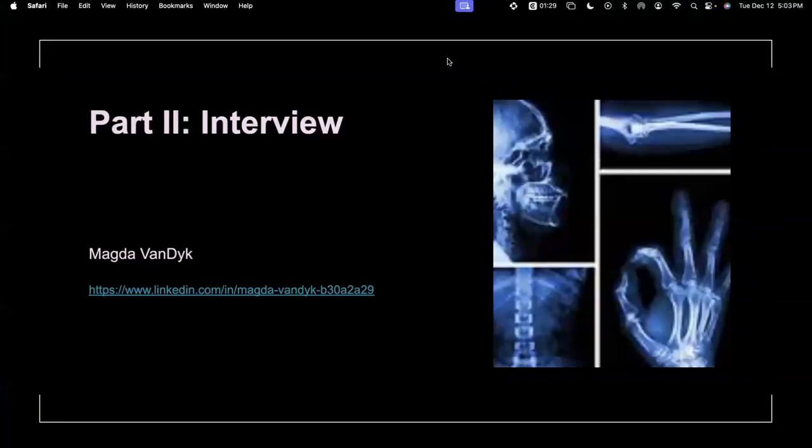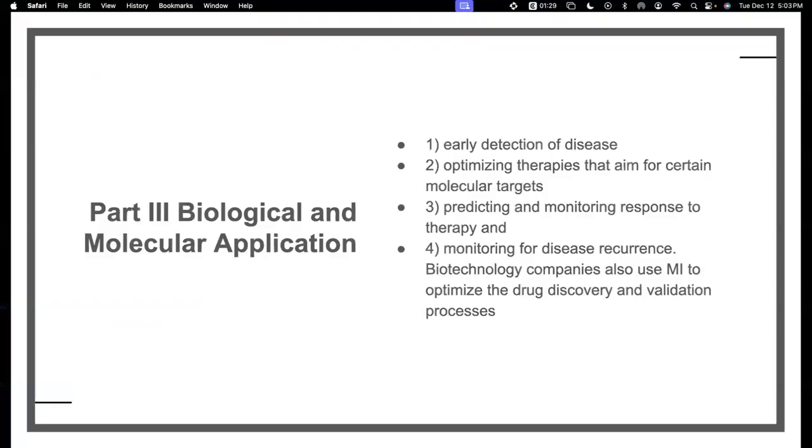So as we move forward into part three, we are going to discuss the biological and molecular application of radiology. Modern clinical scientists and researchers use MI to study the processes of how molecular abnormalities found in cells build up to form the basis of a disease. This type of study in turn facilitates other important clinical goals.